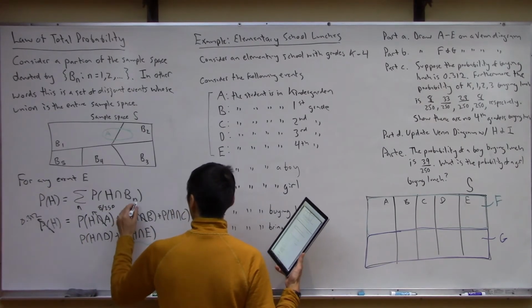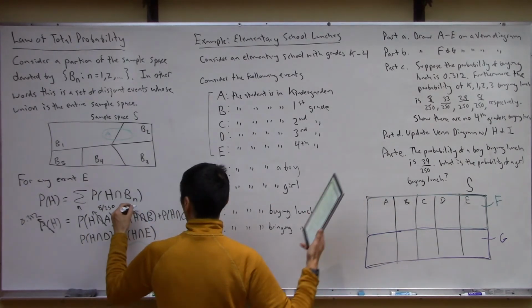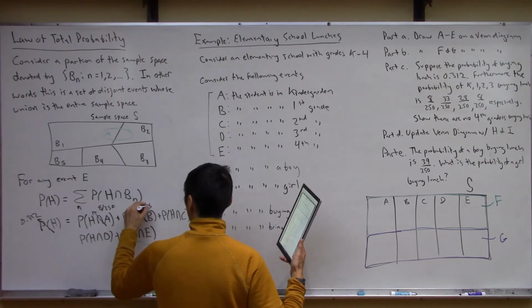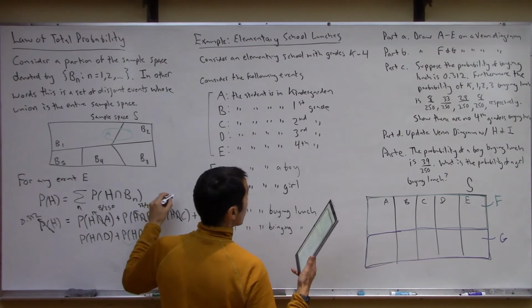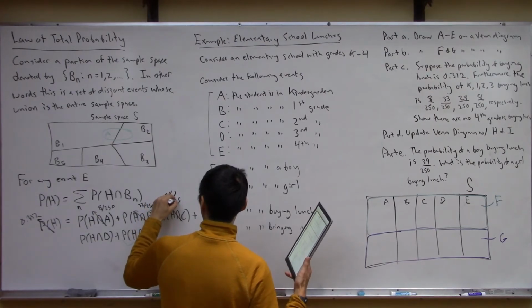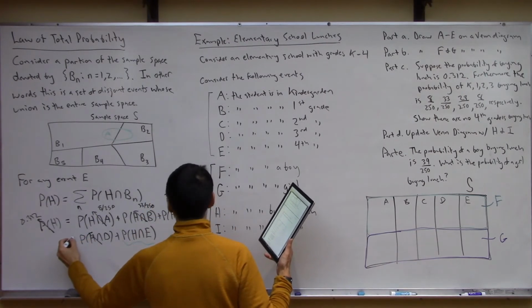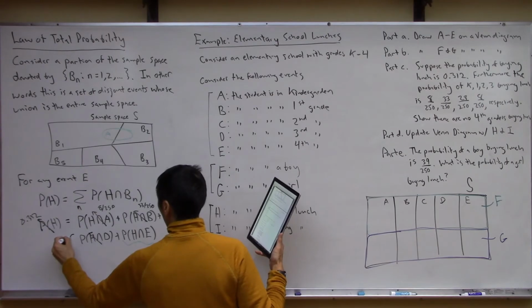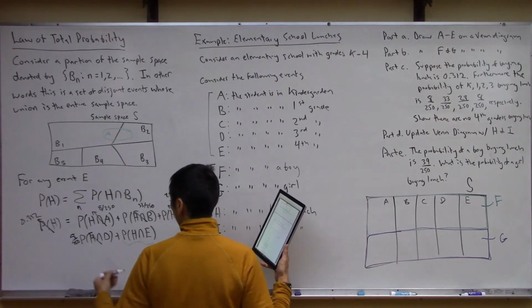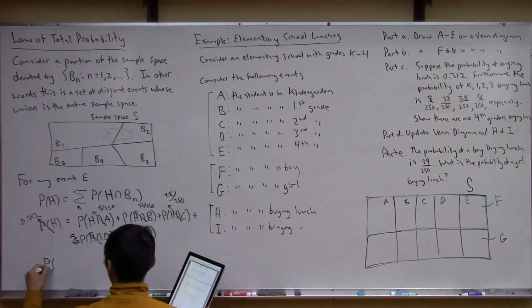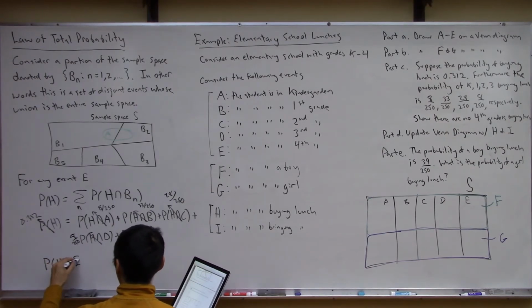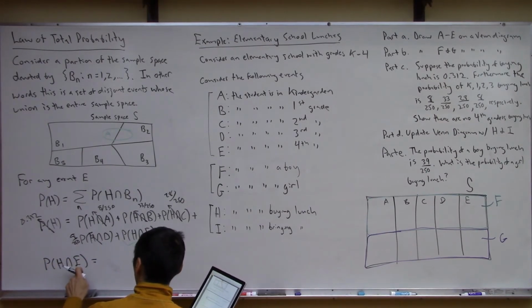This is now the probability that a first grader is buying lunch. So this is 33 over 250. And then this one is 28 over 250. This guy here is 8 over 250. And basically, if you do the math here, you'll end up with the probability of H, sorry, a fourth grader is buying lunch.